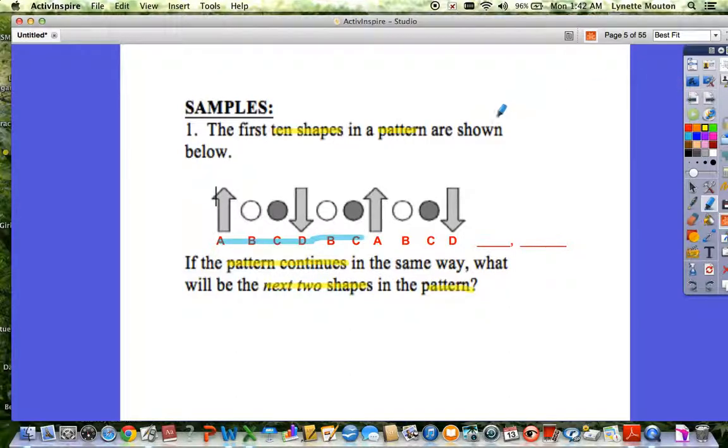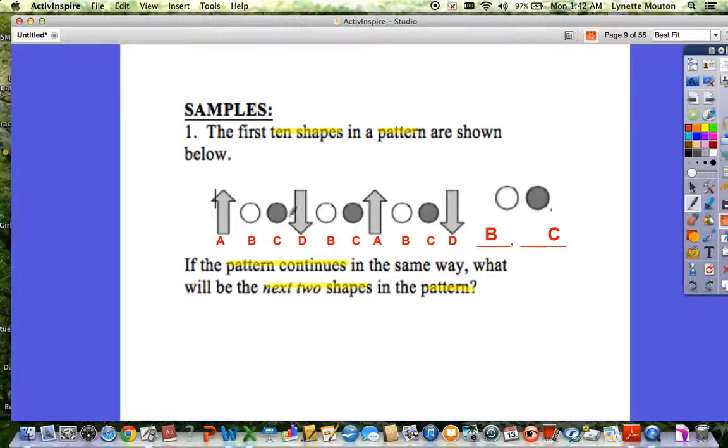So what would be the next 2? If you look here in the original pattern unit, after D comes B and C, because this right here is the repeating unit in the pattern. So B and C are next. And then you can actually draw B and C in there to see if it makes sense that that would be the next two shapes. And it does complete the pattern that's already started.